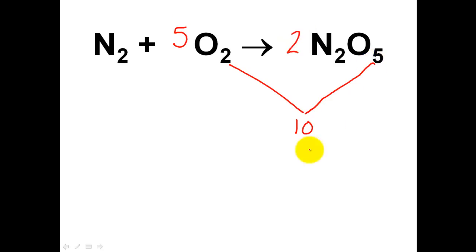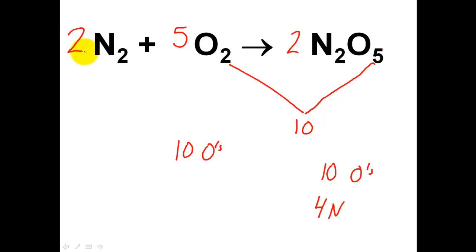Sometimes it's good to keep track of that down here. I have 10 oxygens, or over here I have 10 oxygens. Maybe you need to do that, okay? You can go ahead. How about the nitrogens? 2 times 2 is 4 nitrogens, and you can put that down here too, 4 nitrogens. And over here, right now I only have 2 nitrogens, but I need 4. And the coefficient I'll use is 2 times 2 to give me 4 nitrogens. So nitrogens are balanced, as well as oxygens. Law of conservation of mass has been satisfied. 2 molecules of nitrogen react with 5 molecules of oxygen to produce, create, or yield 2 molecules of dinitrogen pentoxide.